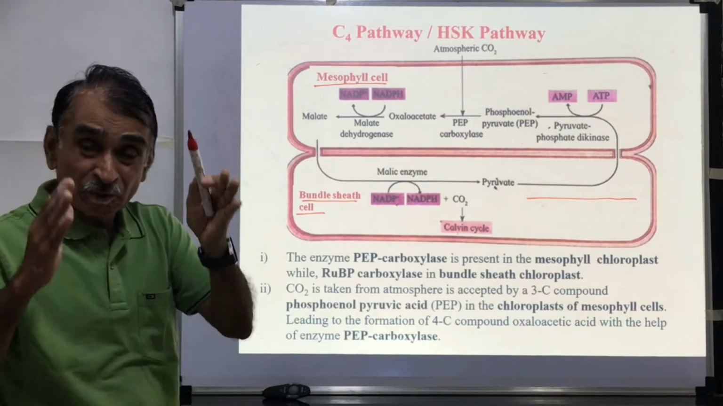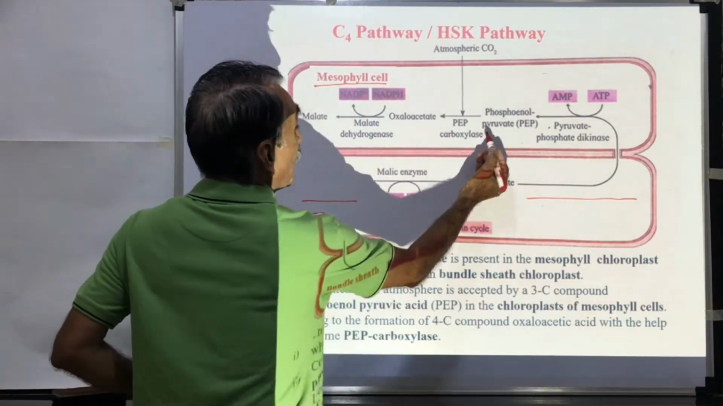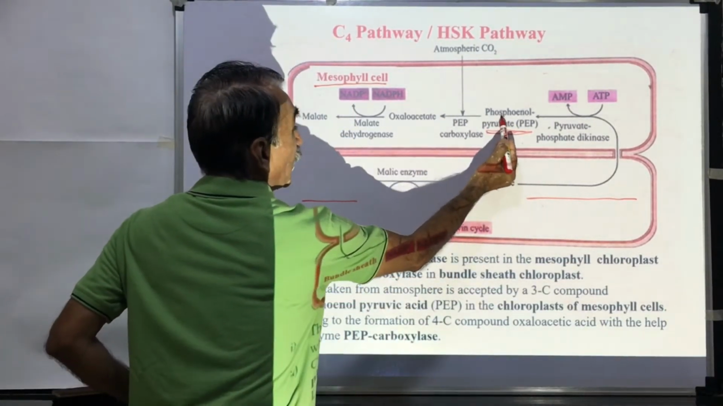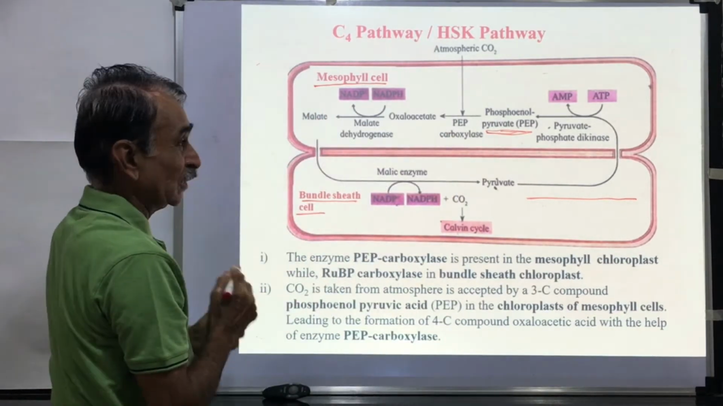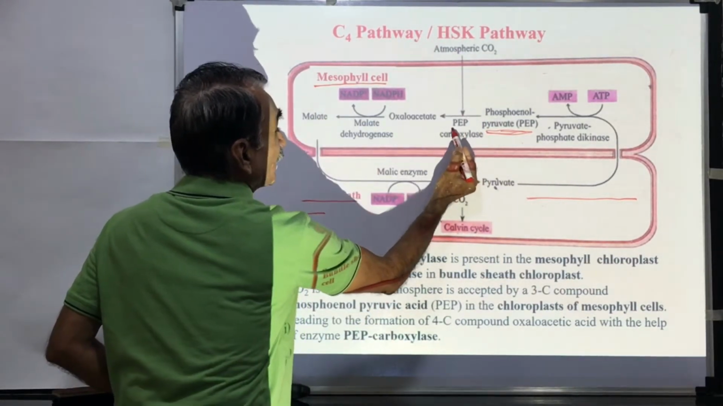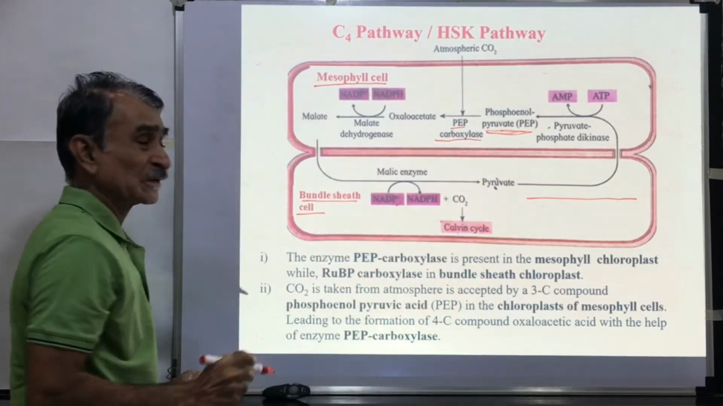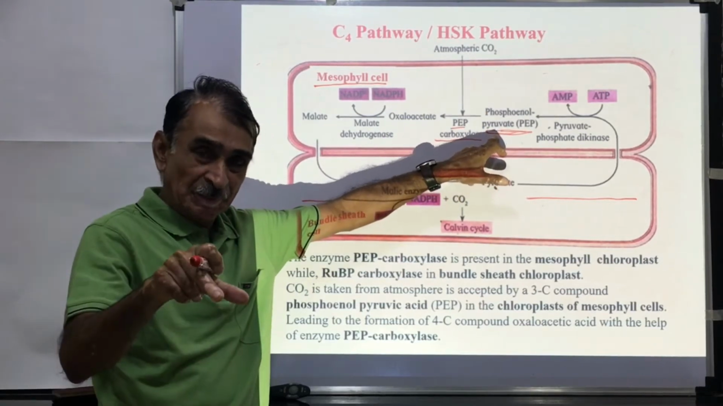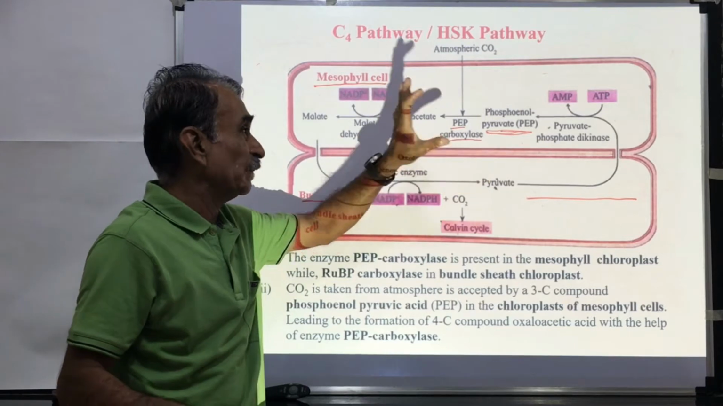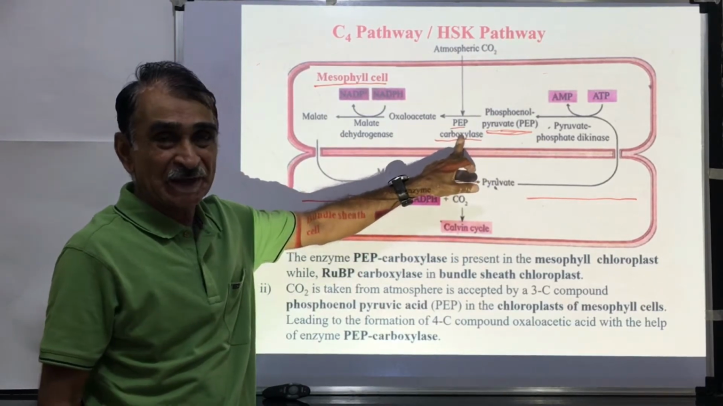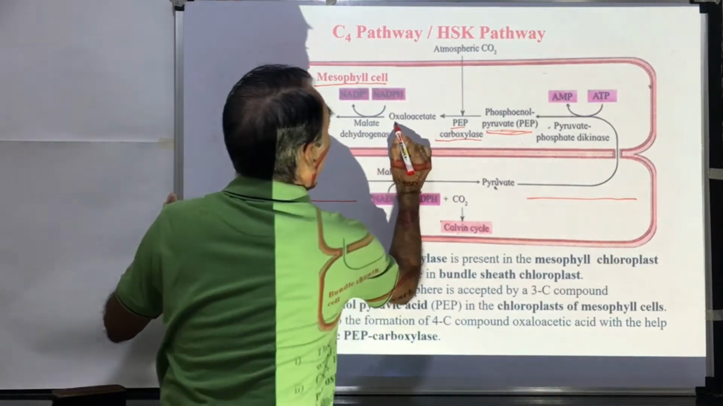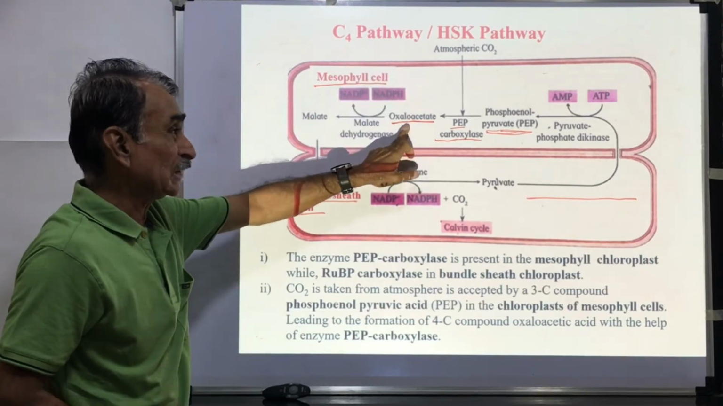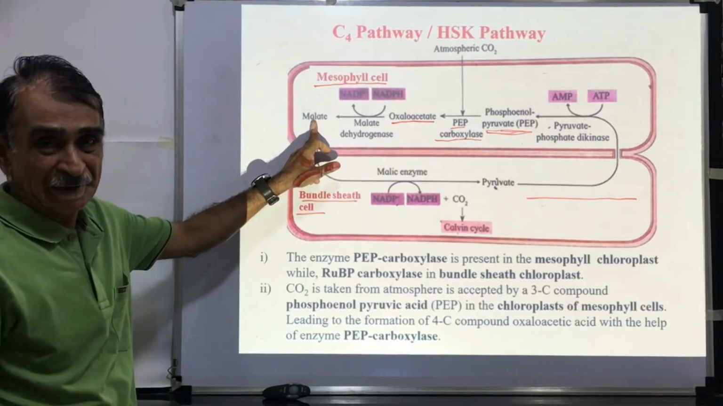Then we shall see how this path operates. You can see here phosphoenol pyruvate is the initial acceptor of CO2. It accepts CO2 in the presence of the enzyme phosphoenol pyruvate carboxylase, abbreviated as PEPcase, and there is formation of oxaloacetate. Oxaloacetate is immediately converted into malate.